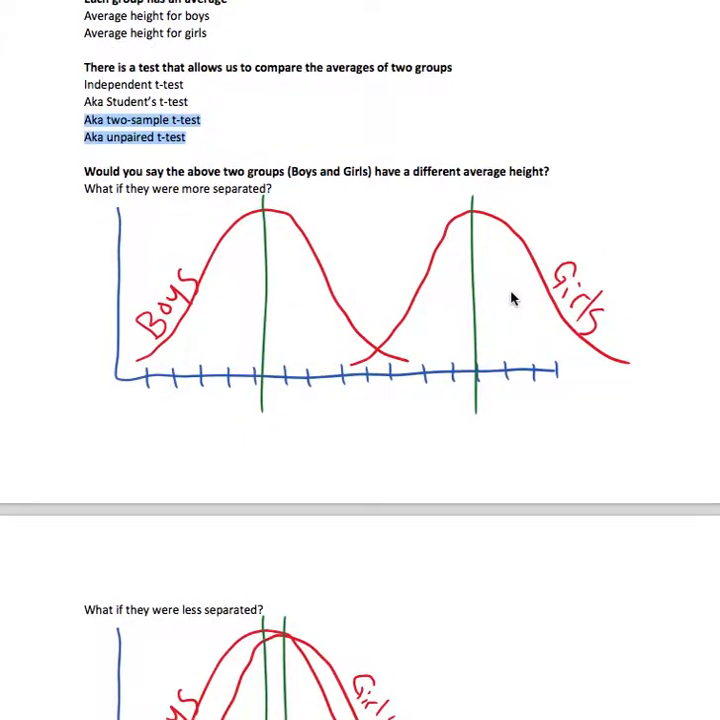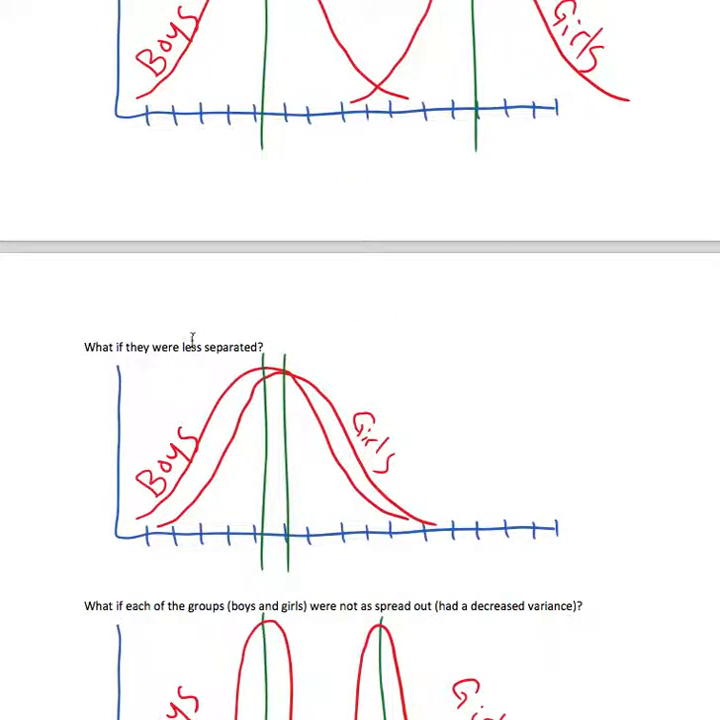And then we have the situation of what if they were less separated? Boys and girls, and here we have a lot of overlap. Looks like an inch difference. It's different, but is it statistically significantly different? And that's really what we're getting at when we're doing hypothesis testing. A lot of people, I think, with this scenario would say, no, they really are not different from each other.